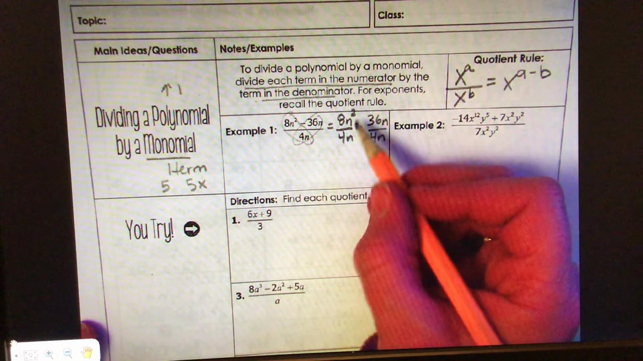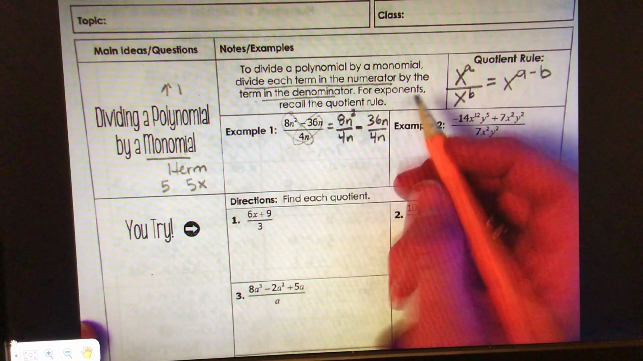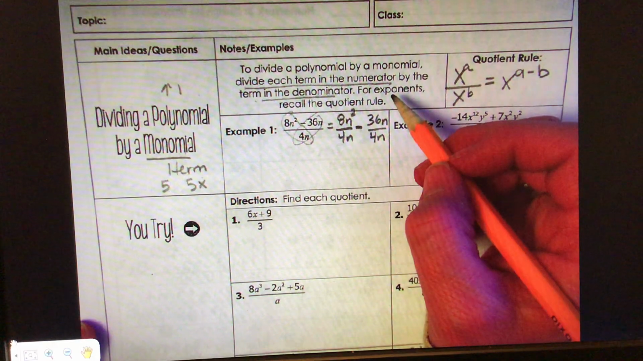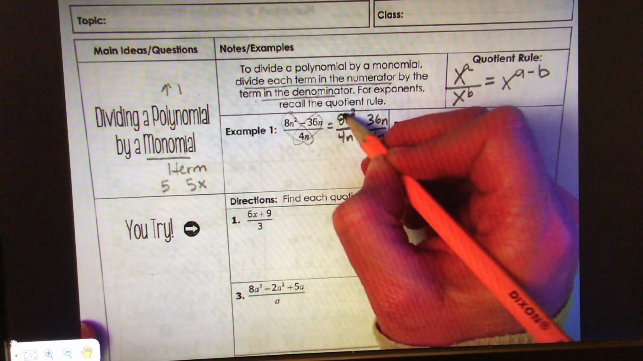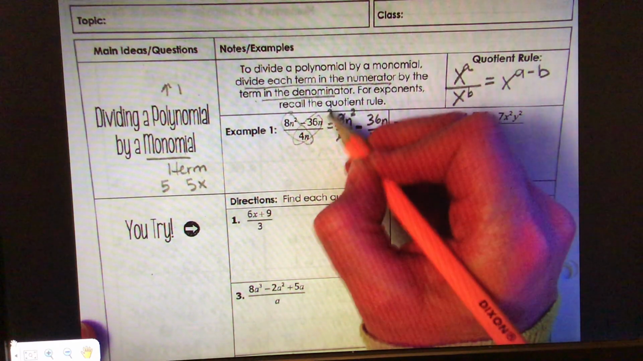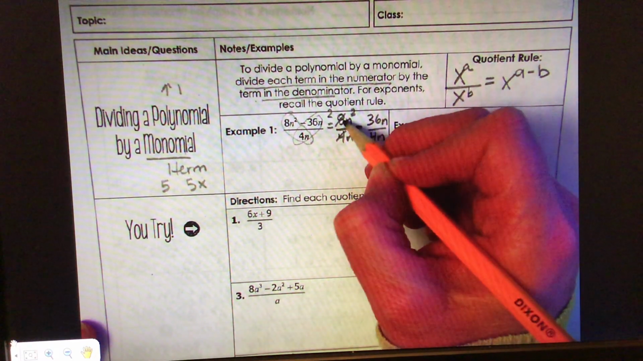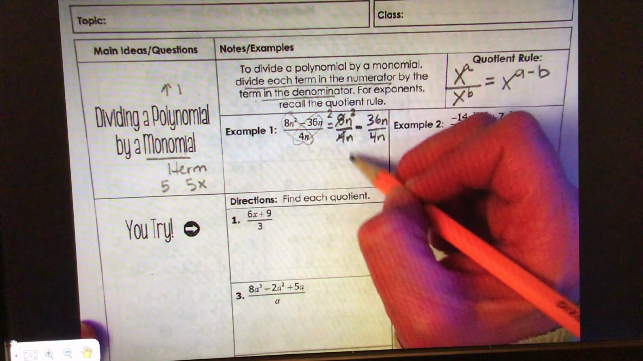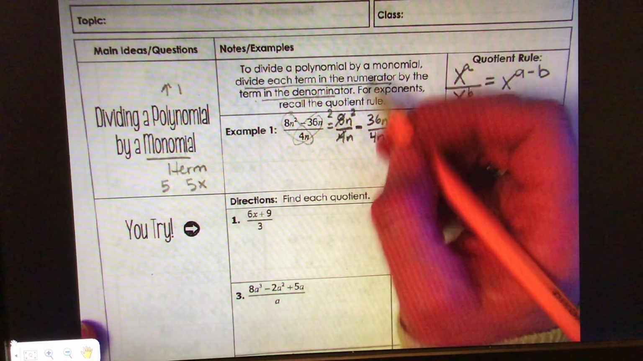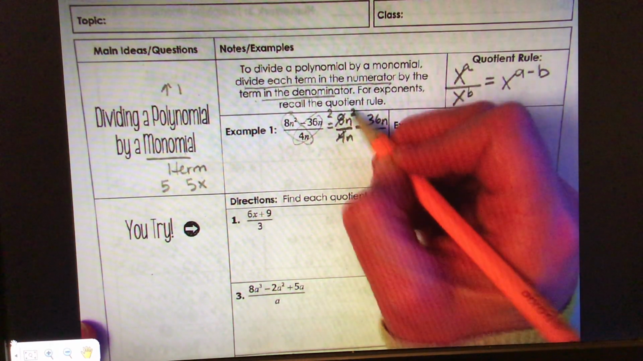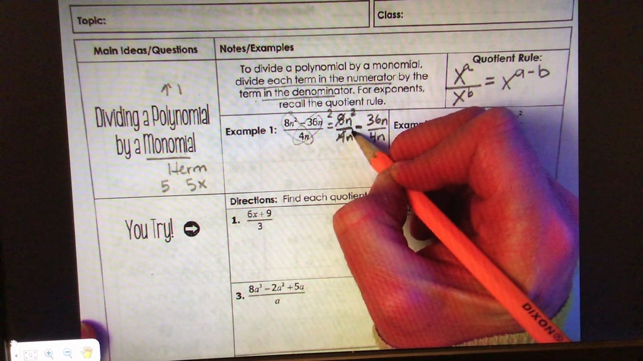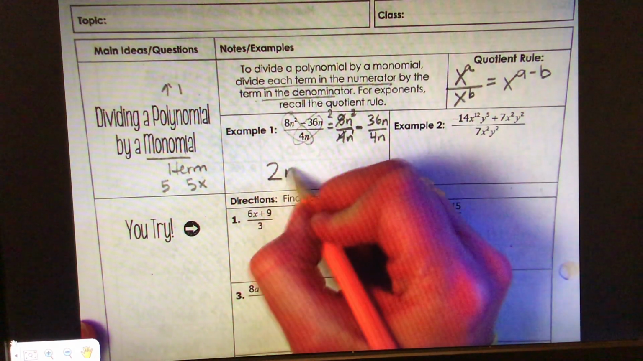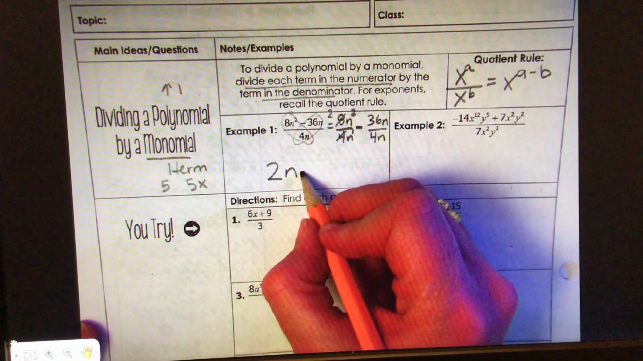Okay. So if I look at this now, I have something I can do. I can start simplifying. So I know that 8 divided by 4 is 2. I could also think about 4 goes into 8 2 times. I could basically cross simplify if you think about it. And then I have n squared minus n to the first power, which is just 1n. So I'm going to end up with 2n, okay?